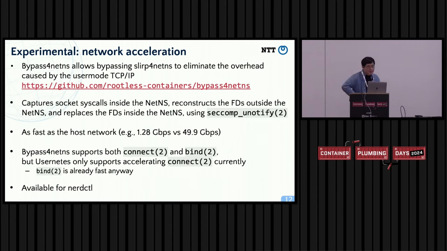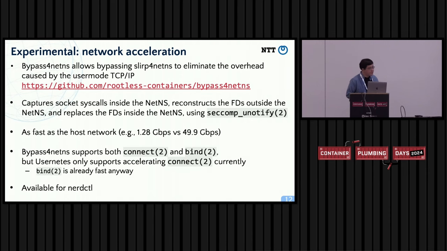And the last topic is accelerating network. The throughput is very slow, but we have bypass4netns to eliminate the overhead caused by slirp4netns. bypass4netns captures socket syscalls inside the network namespace, reconstructs file descriptors outside the network namespace, and replaces the file descriptors using seccomp user notifications. Seccomp user notification is similar to ptrace, but it's faster than ptrace. And this really makes the throughput much faster.